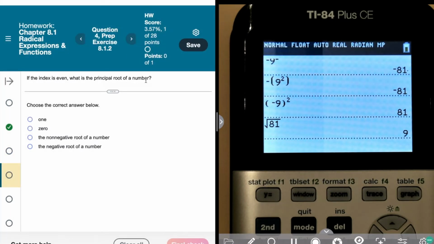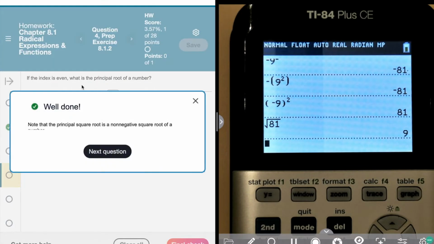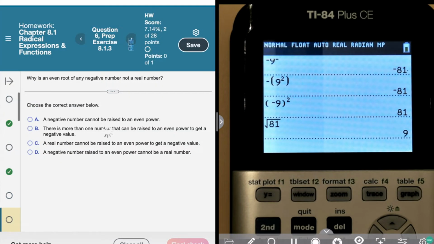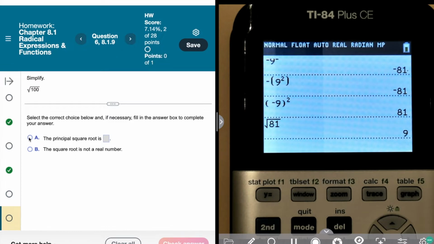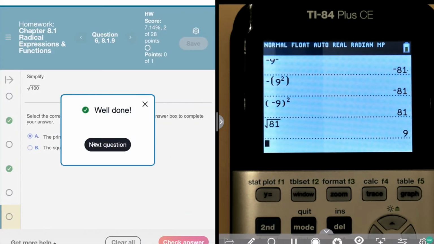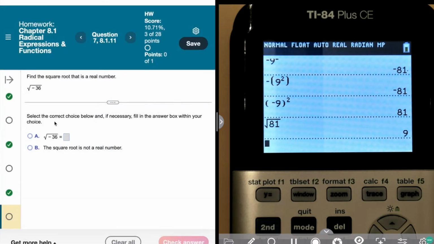If the index is even, what is the principal root of the number? We just talked about it: the non-negative root. Okay, moving on. I guess I said we were going to skip those prep questions. So what's the principal root of 100? Again, it's what the calculator would spit out, just 10. But it could be plus or minus 10.